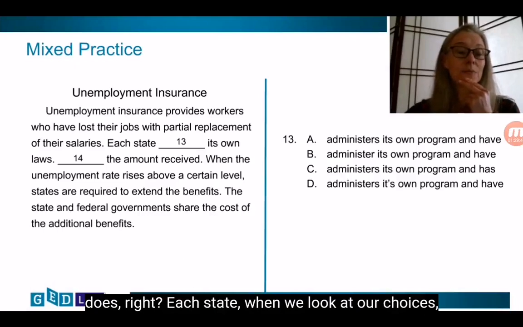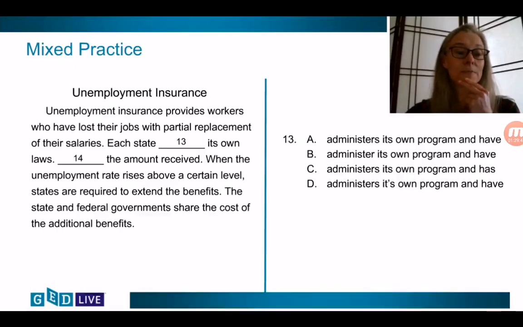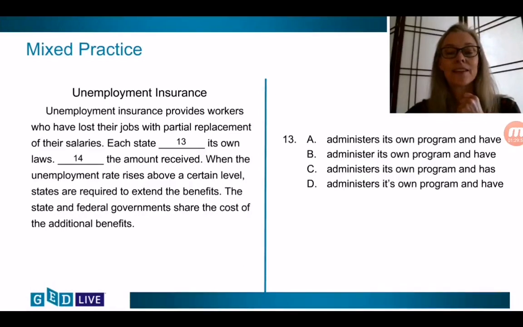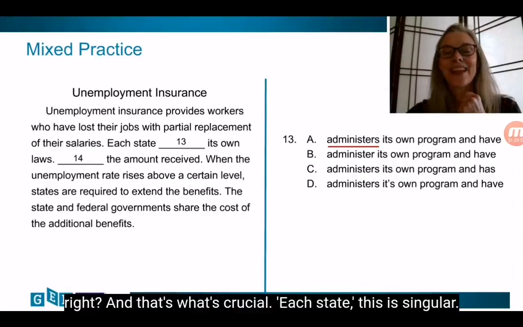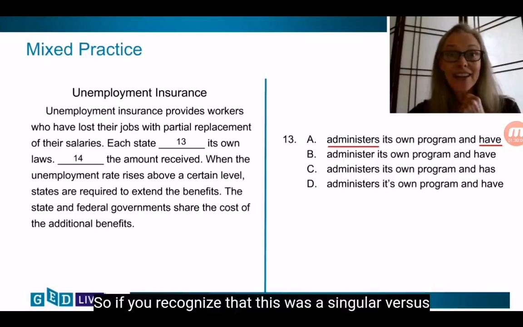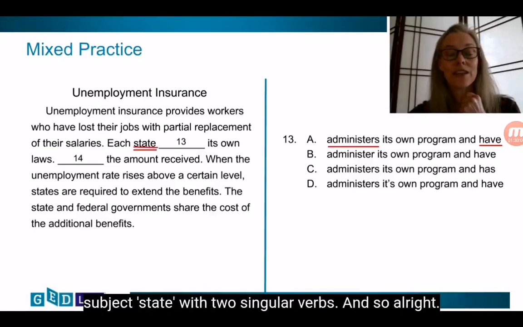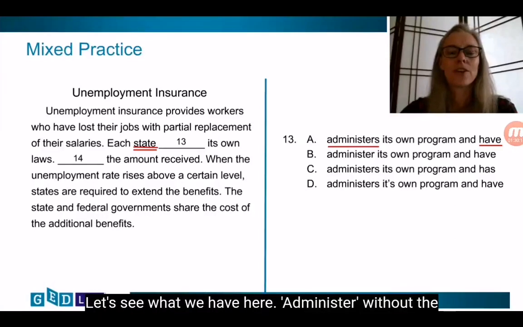Each state, when we look at our choices, each state administers and has, right? And that's what's crucial. Each state, this is singular. So if you recognized that this was a singular versus plural issue here, well done. We needed to match our singular subject state with two singular verbs. And so, all right, let's see what we have here.